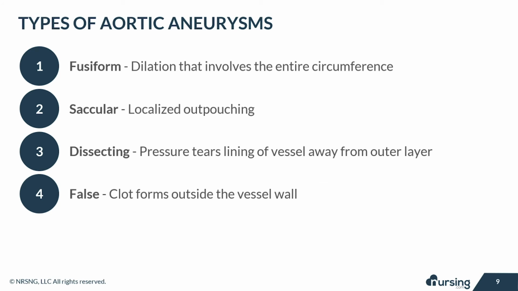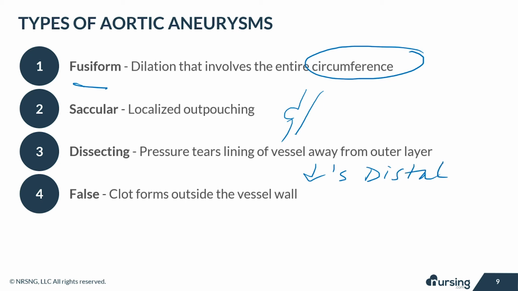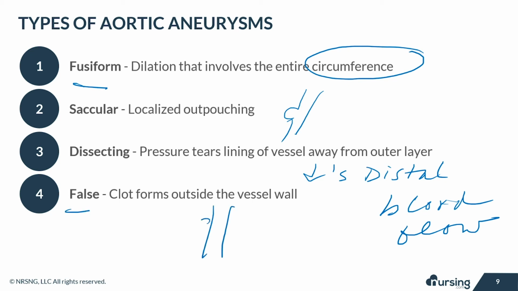Okay, before we end this lesson, I just wanted to quickly review the different types of aneurysms. A fusiform aneurysm occurs with dilation that involves the entire circumference. Saccular is indicated by a localized outpouching. Dissecting occurs when pressure tears the lining of the vessel away from the outer layer and blood gets trapped between the layers and decreases distal blood flow. And finally, false aneurysms are when a clot forms outside the vessel wall.